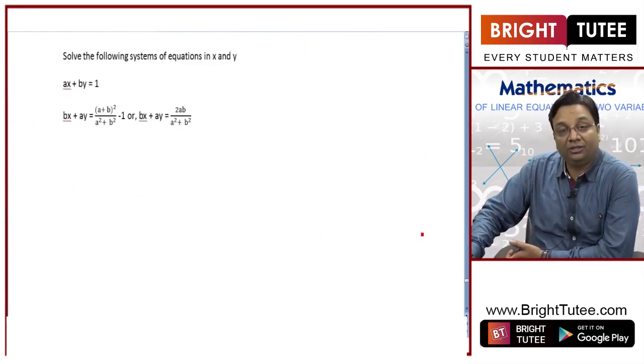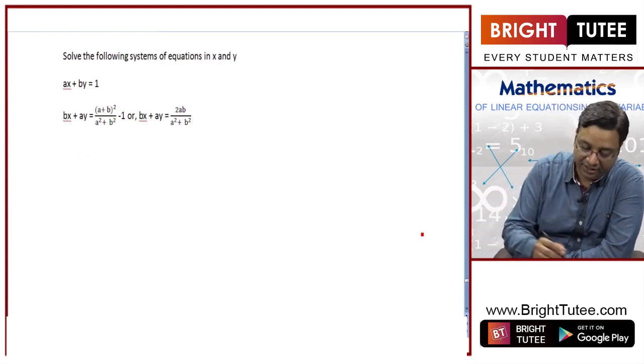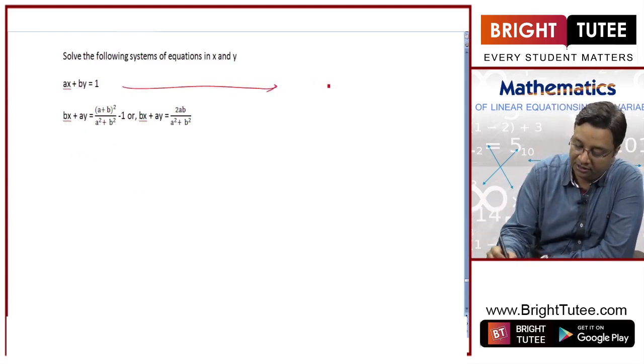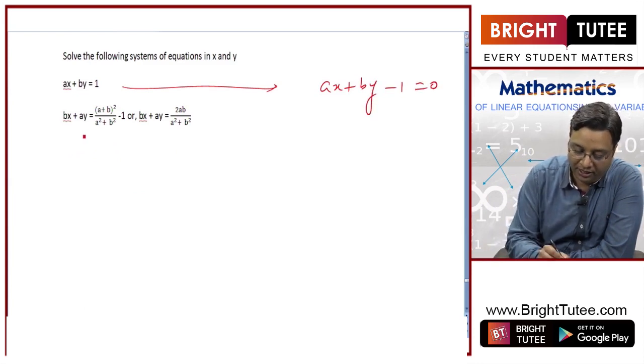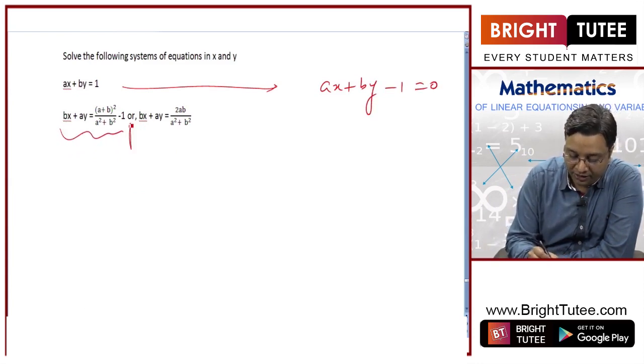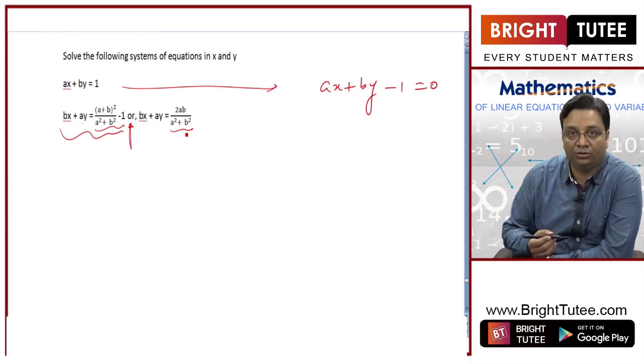Again a difficult looking question, but it is very simple, right. So this equation is ax plus by minus 1 equal to 0, and look at these two equations. We are given an option here, bx plus ay equals this expression or this expression, whatever you choose.